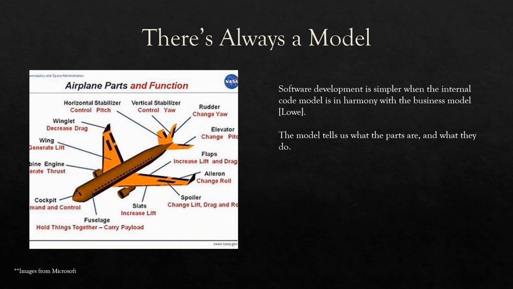In software engineering, there's always a model. Whether it is an entity relationship diagram for a database or a class diagram for object-oriented code, there's always an underlying model for the system. Software development is easier when the internal model is in harmony with the business model. When the two are in harmony, the internal layout of the code base just makes more sense. The code, classes, variables, and methods all follow a pattern. This lends itself to easier maintenance and makes it easier to onboard new developers.